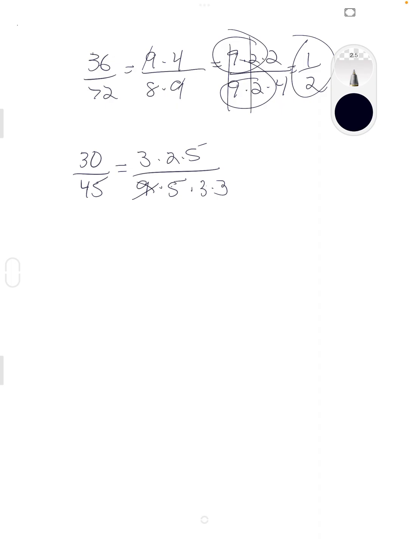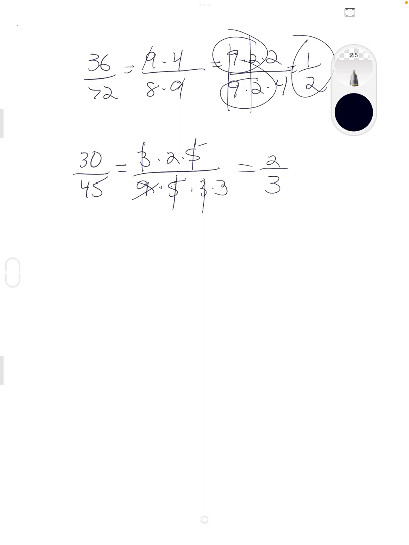So now if I wanted to find what this is reduced, I can just cancel. 3 over 3 is 1. 5 over 5 is 1. So 30 over 45 is 2/3. So it always works if you prime factor them down. You can reduce this a little bit.